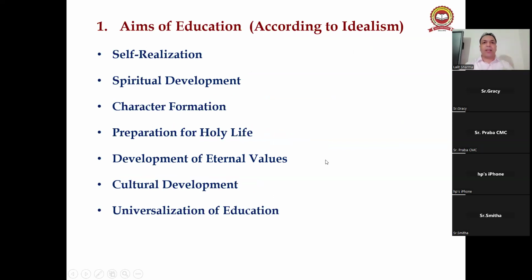Now what is the meaning of this? Guys, my dear friends, the meaning of this is that you have to teach the student keeping in view that they are developing self-realization. Okay, you are discussing spiritual development. Is there character formation? It means education should be of such a type that it should promote character formation. It should make the preparation for holy life.